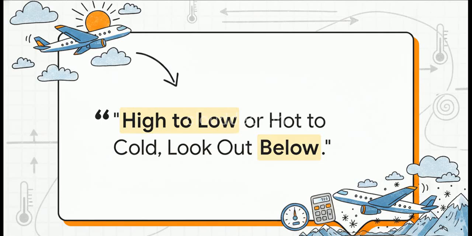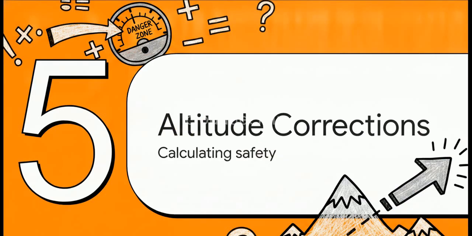There's a classic aviation adage that perfectly sums up this danger. High to low, or hot to cold, look out below. It hits the nail on the head. And it's exactly why you must manually calculate temperature corrections when flying into a cold temperature-restricted airport. You literally cannot just trust the dial on the dashboard. You have to do the math. And that leads us right into Section 5, Calculating Safe Altitude Corrections.